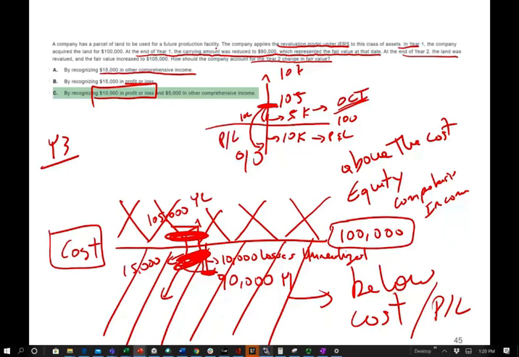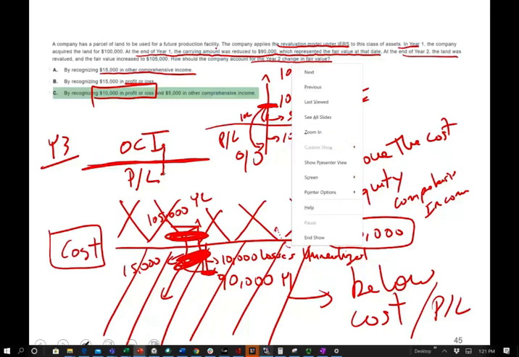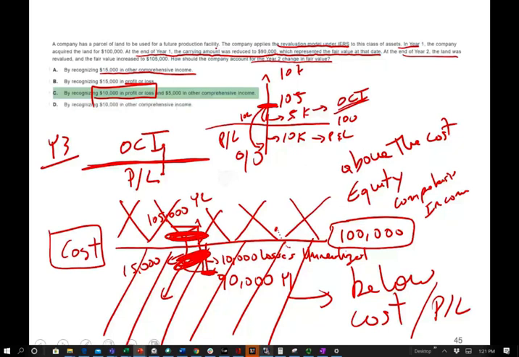Simply put, let me draw the cost one more time here. This is your line, cost. Any changes above the cost go into OCI. Any changes below the cost go into the P&L. In this situation, the change affected both areas, the profit and loss as well as the other comprehensive income, because it crossed the line. I believe once you understand this, once you remember this, this is an easy CPA question, and they do ask about this revaluation model under IFRS.